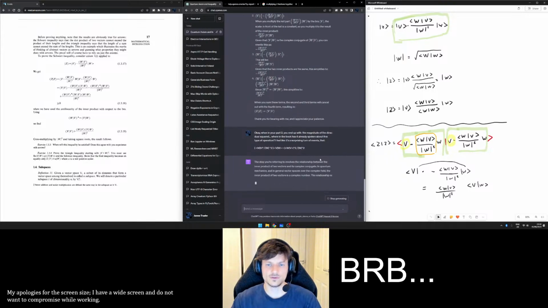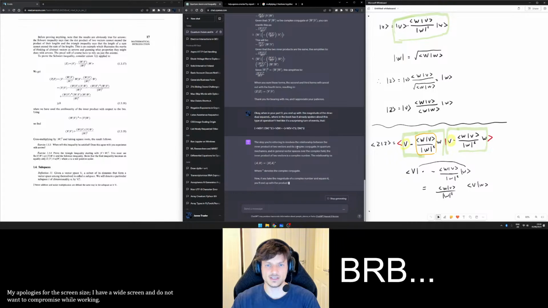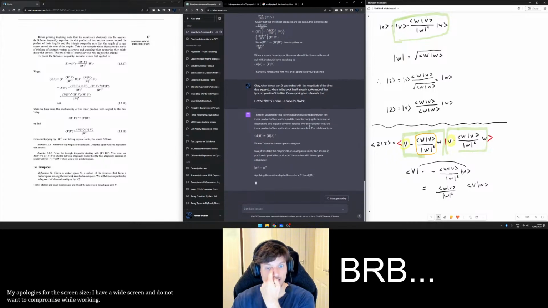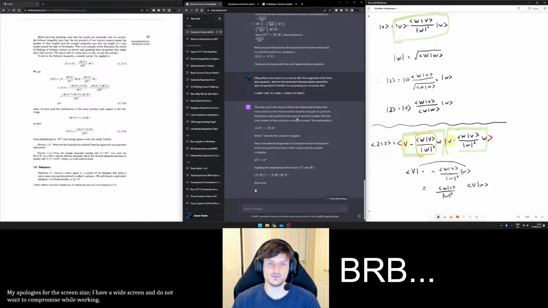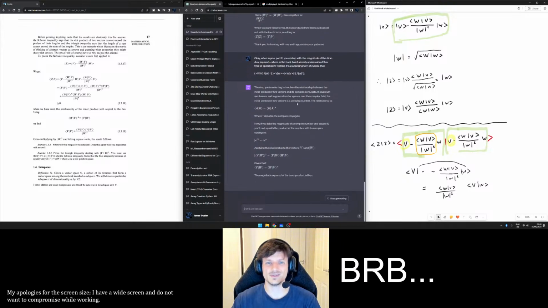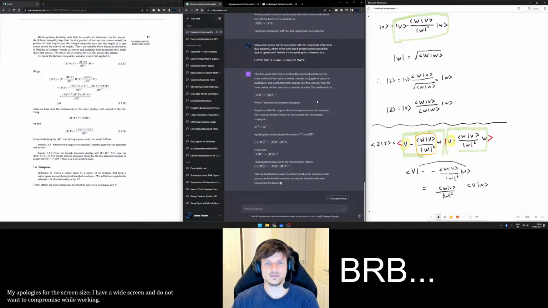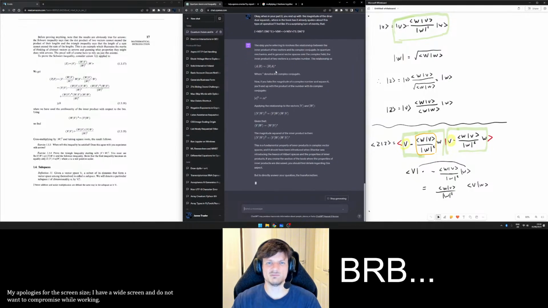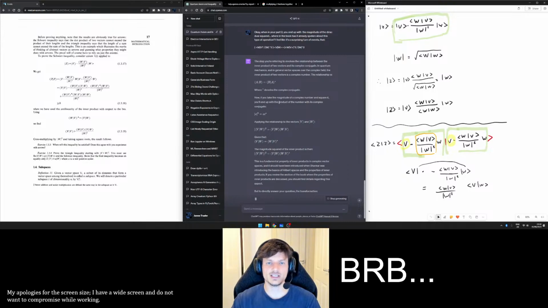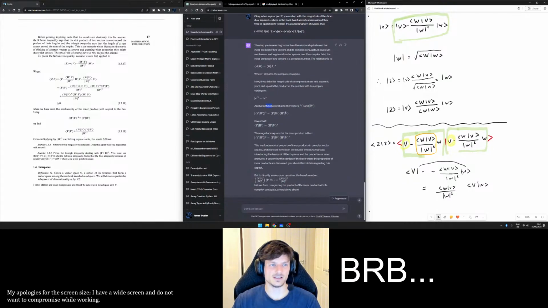The step you're referring to involves the relationship between the inner product of two vectors and its complex conjugate. In quantum mechanics and in general vector spaces over the complex field, the inner product of two vectors is a complex number. The relationship is AB, BA. Now if you take the magnitude of a complex vector and square it, you'll end up with the product of the number with its complex conjugate. So magnitude of c squared equals c times c conjugate. Applying the relationship to the vectors v and w, you get this.